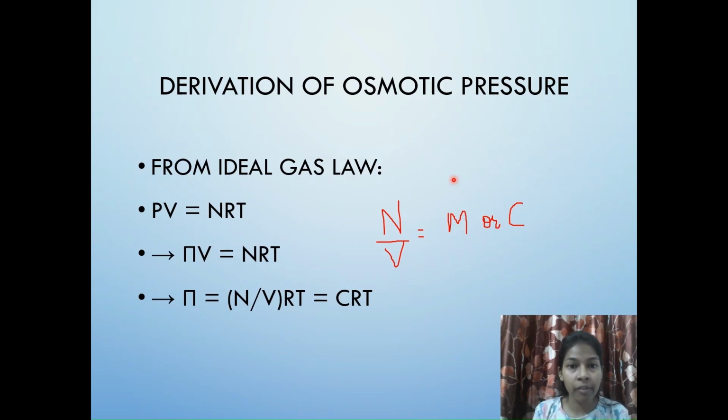Now here comes the derivation of osmotic pressure. It's very easy to understand. We have studied the gas laws in our previous class. One such law is the ideal gas law, which says that PV equals nRT, where P is the pressure of the gas, V is the volume of the gas or the beaker in which it is kept, n is the number of moles, R is the universal gas constant, and T is the temperature.